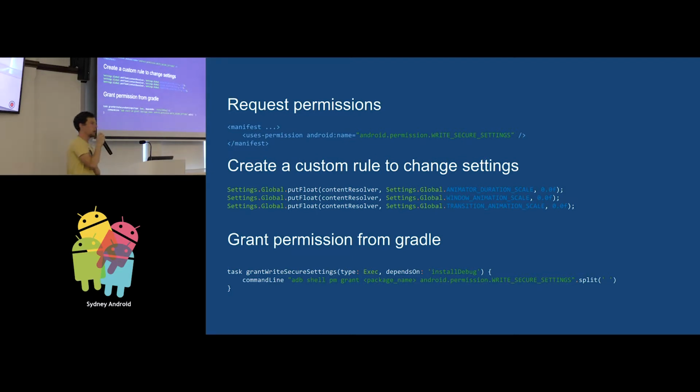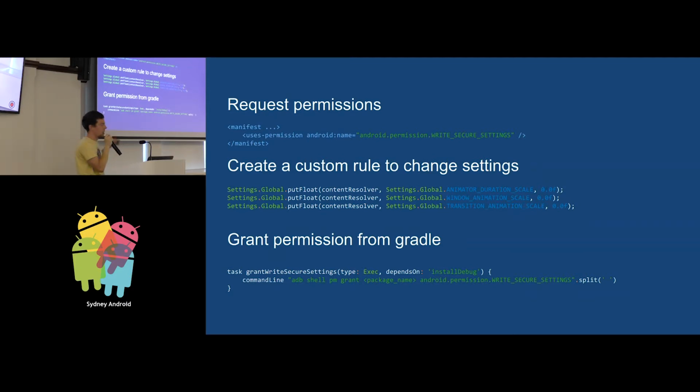There's one way that people usually do this that contains a lot of reflection, which I personally don't like. So I was thinking about another way to do this. There are these 3 global settings to set the 3 animation scales to 0 so that it will not interfere with our testing. The problem with this approach and with any other approach is that we're going to be requiring settings permissions, sorry, to set these settings.